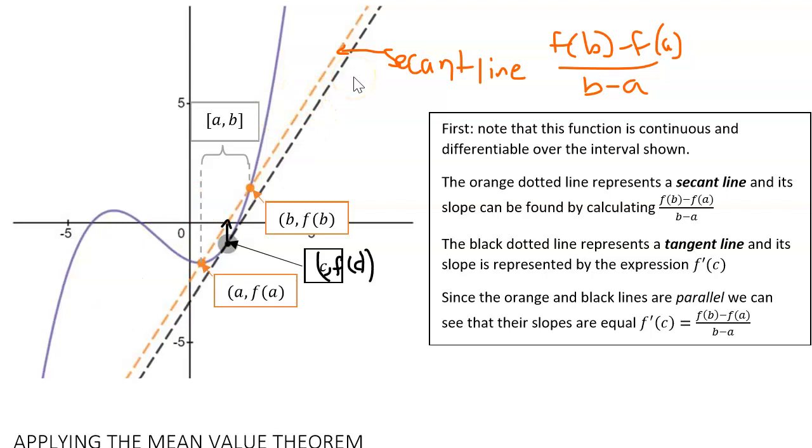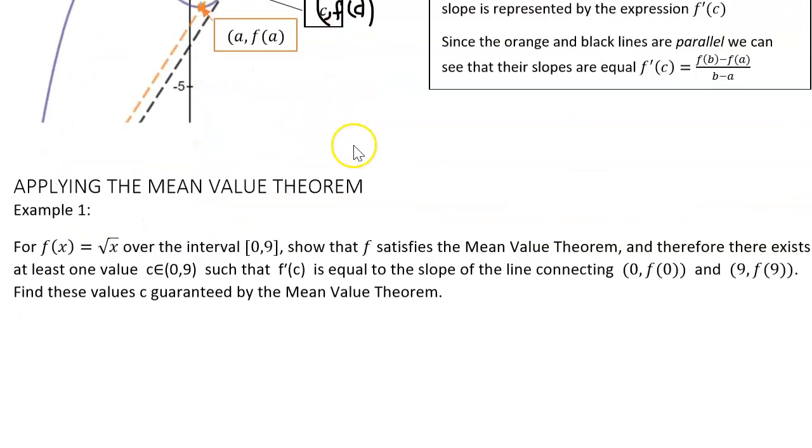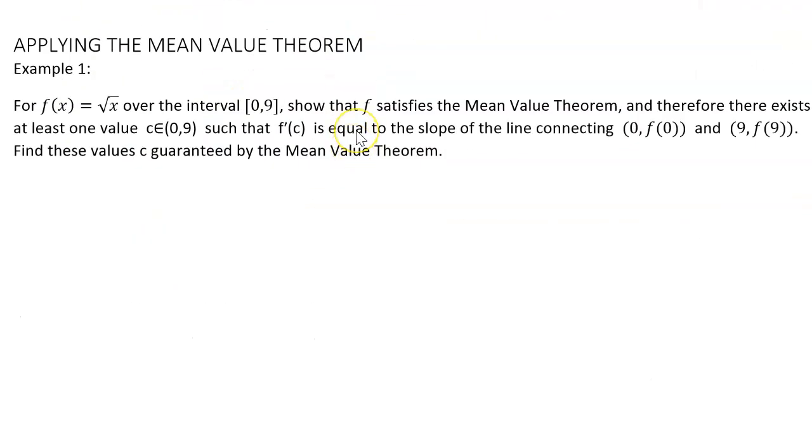So how do we use this mean value theorem? Example 1. For f of x equals the square root of x over the interval 0 to 9, show that the function satisfies the mean value theorem, and therefore there exists at least one value c in the interval, such that the derivative of the function at c is equal to the slope of the line connecting 0 to 9. Find these values guaranteed by the mean value theorem.